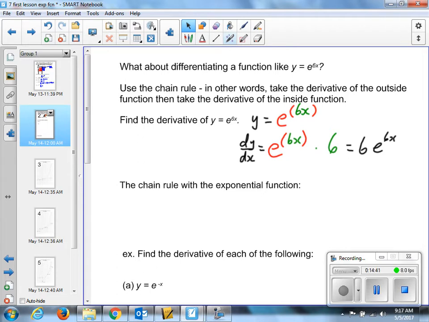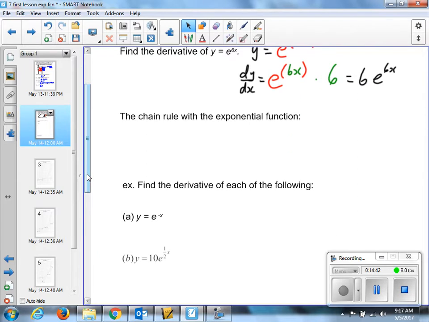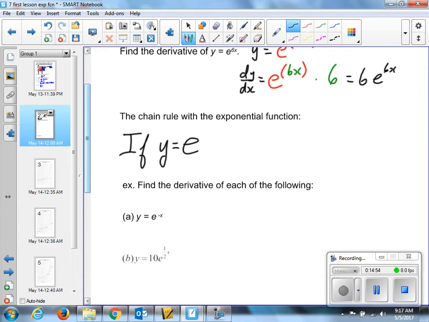It's the chain rule. So when you have the chain rule with an exponential function, what's the general rule? If y is equal to e to the, we're going to use a u, u is some kind of thing with x's in it, okay?